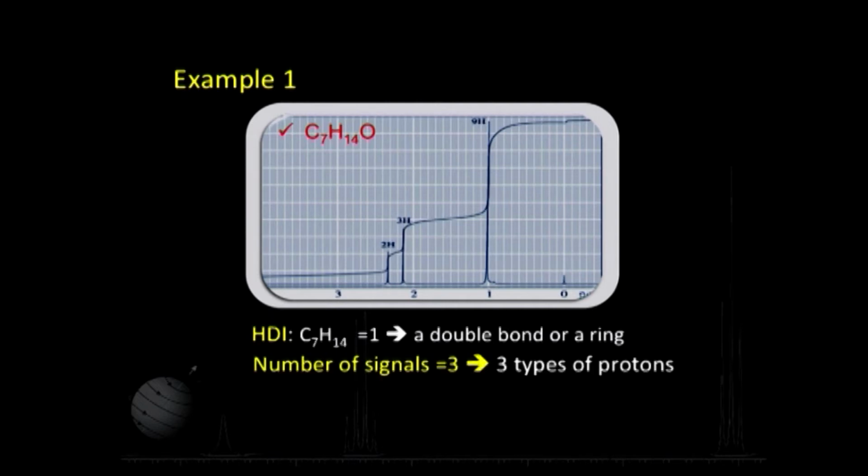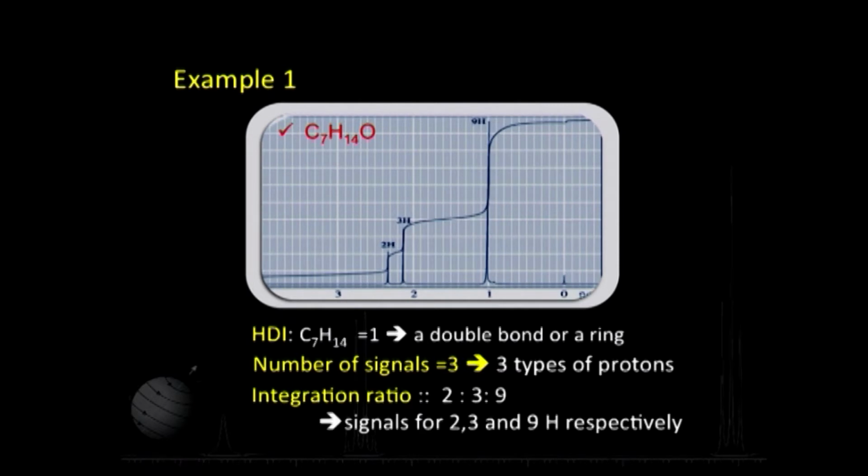Then the next thing we look for is the number of signals. We see that the number of signals is 3. This is one signal, second and third one. That means there are 3 types of protons in the molecule. The next thing is, we look at the integration ratio, which is very clearly mentioned on the spectrum itself: the 3 signals are for 2 protons, 3 protons and 9 protons respectively. In total it adds up to 14 protons, which are there in the molecular formula. So, that is very, very straightforward.